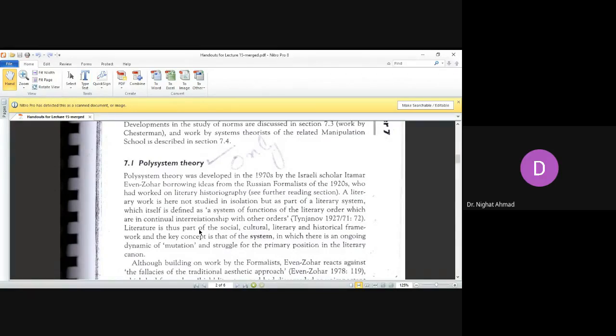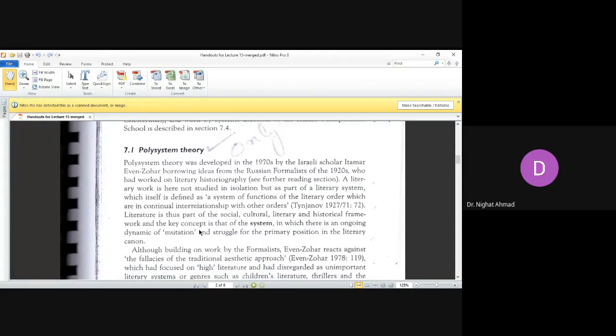Okay. So a literary work is here not studied in isolation, but as a part of a literary system, which itself is defined as a system of functions of the literary order, which are in continual interrelationship with others. So according to Zohar, any literary work which comes up is not to be studied in isolation, but belongs as a part of a literary system, which you define as a system of functions of literary orders, in continual interrelationship with other orders as well.